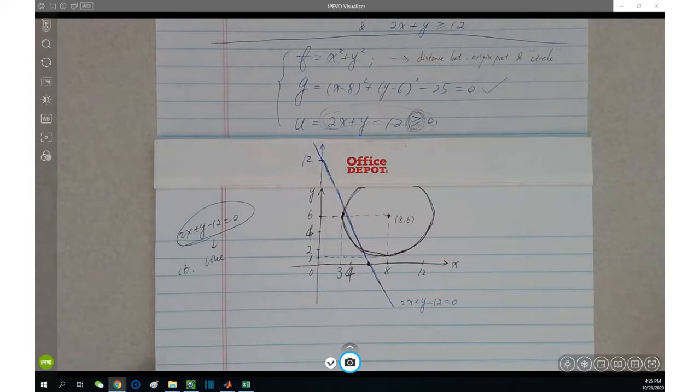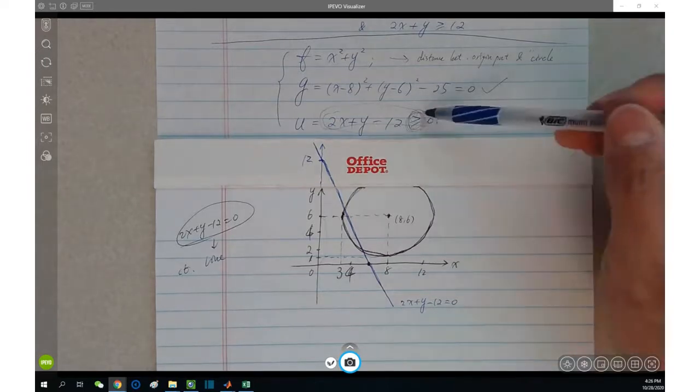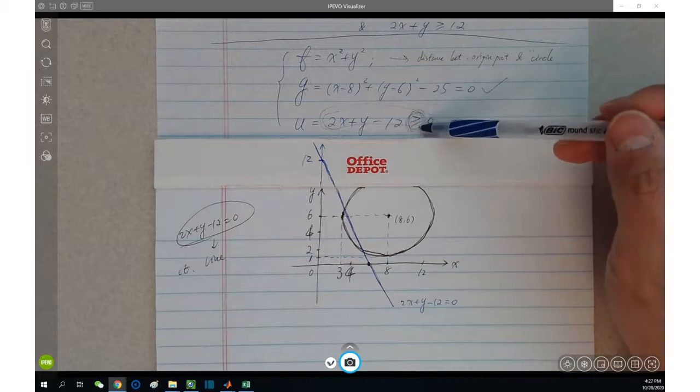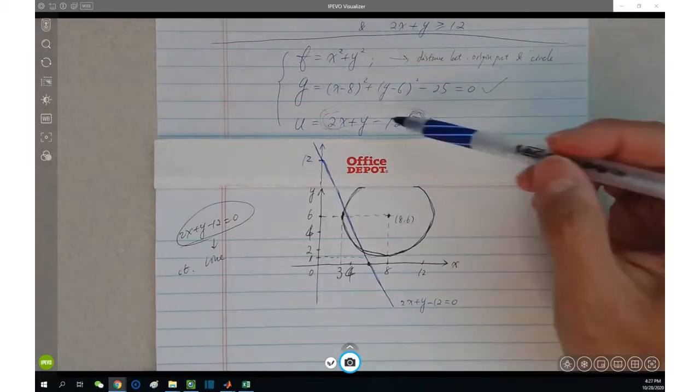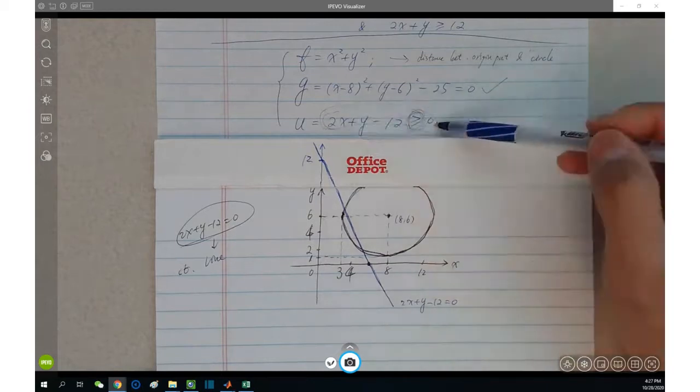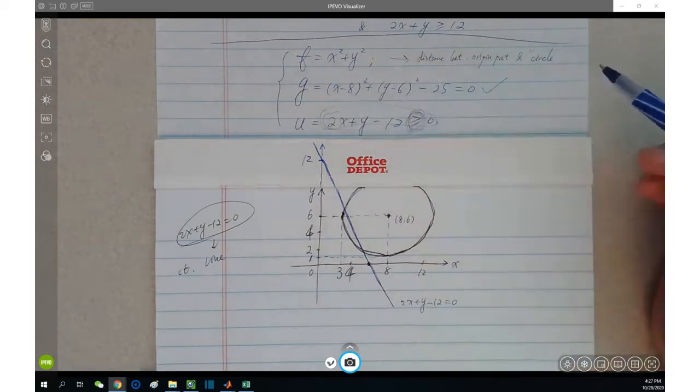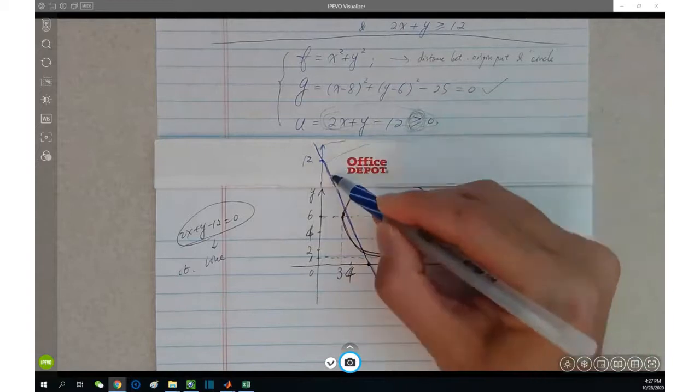So the next thing is how to make this happen. We just discussed that this is a shade, right? Shading that area. So this means what? Above this line, right? What does it mean by above this line? How about just this shade?